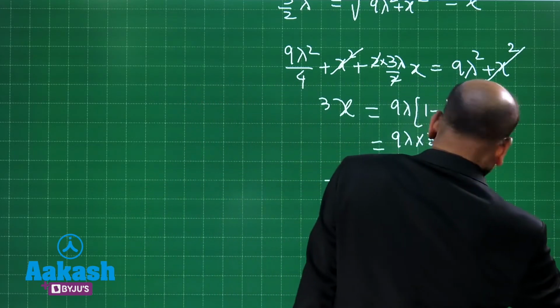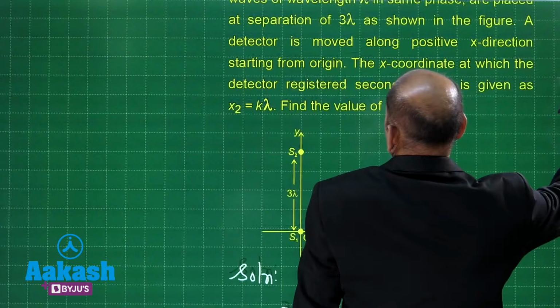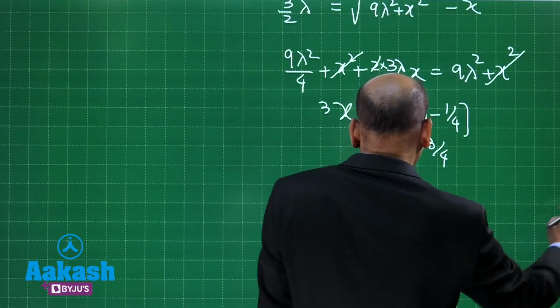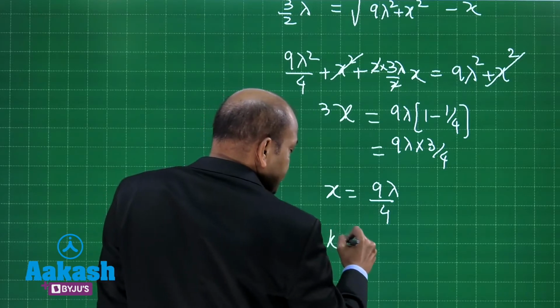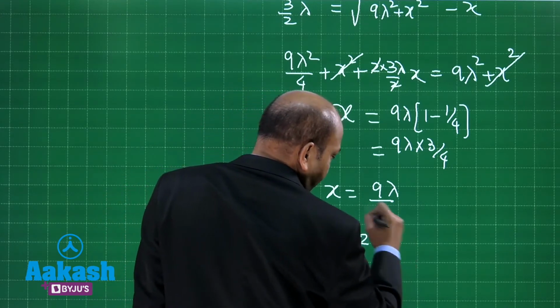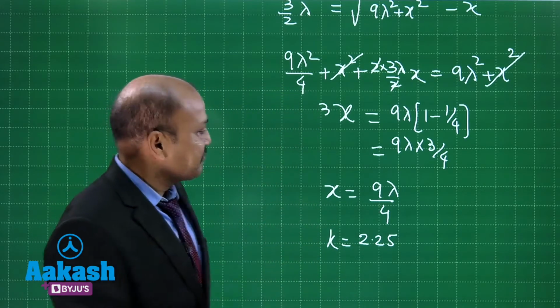And what are we supposed to find here? We have to find the value of k. So, k is coming as 9 by 4, or the value of k to 2 places after decimal becomes 2.25. So, this question is done.